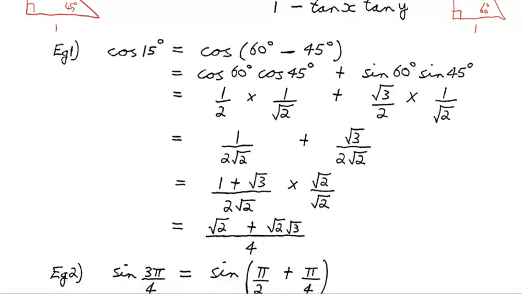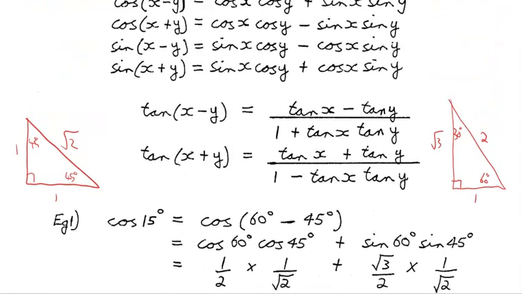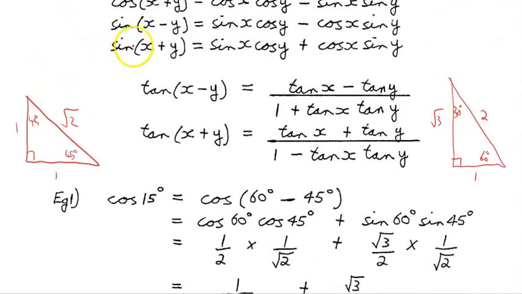Okay, let's have a look at another example. We want to find sine 3 pi on 4. We can write that as sine of (pi on 2 plus pi on 4). If we look up the top, what we had was sine(x + y). That's the one we wanted, so it's the bottom one here. Sine(x + y) is sine x times cos y plus cos x times sine y.